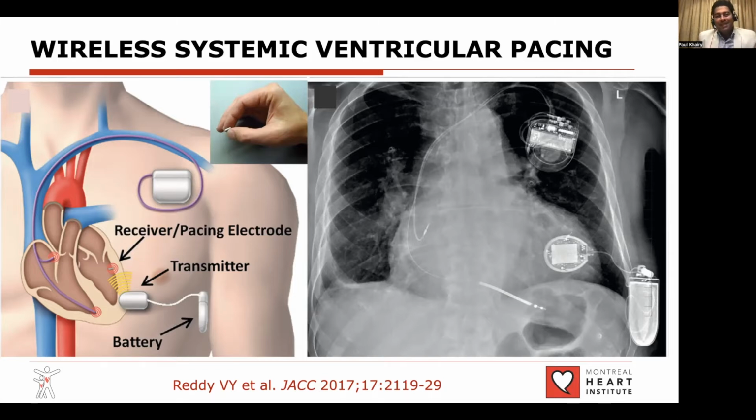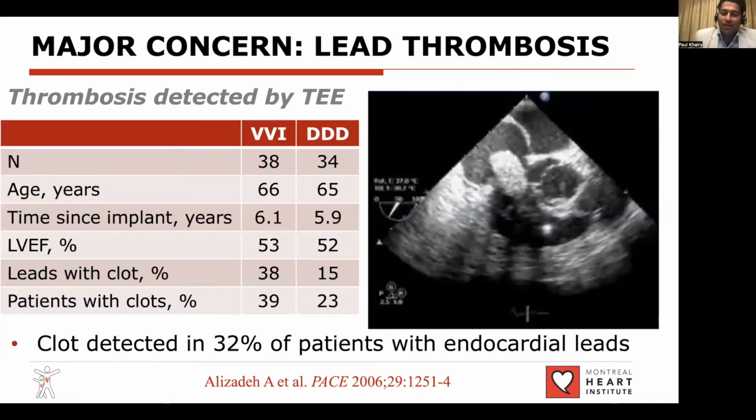Now, with leads in the systemic circulation, what is the primary concern? I'm sure you've all guessed it. It is lead thrombosis and thromboembolic complications. And there is no doubt in my mind that leads are really highly thrombogenic.